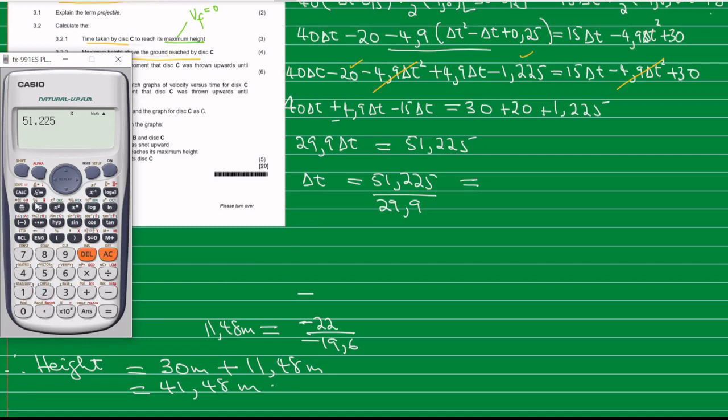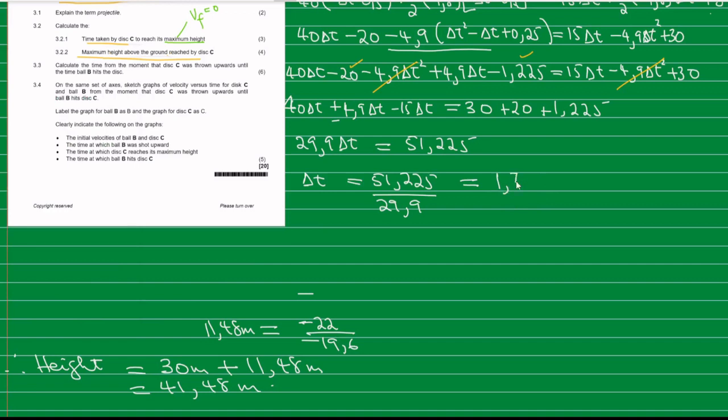51.225 over 29.9, okay, that will give us answer 1.713. So that will be 1.71 seconds. Which gives us the time that ball B took to hit disk C. Okay. So that is our final answer to that question.